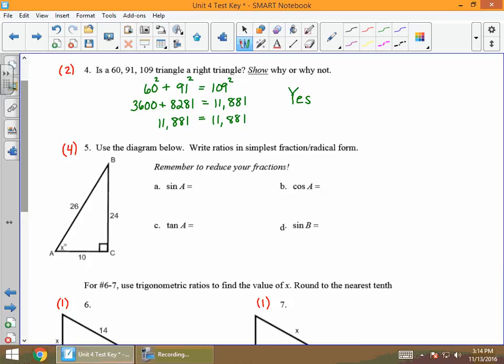So you got a point if you said yes, and I did need to see the work to support it for both points.